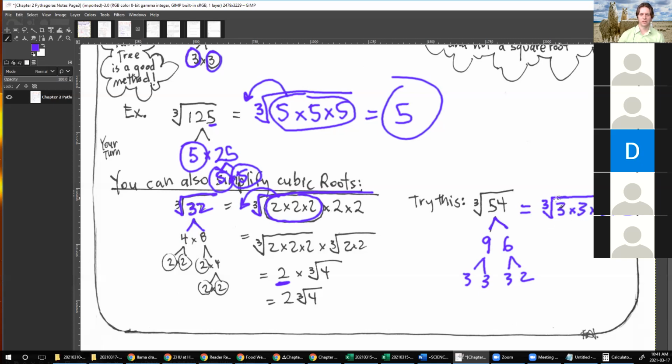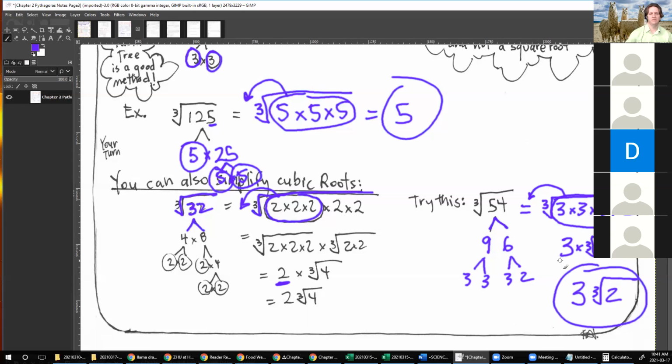I'm going to circle my triplet. And I'll be able to pull that out of the cubic root. It just becomes one of those triplets. But I still can't do anything. I can't simplify the cubic root of 2. So the answer is going to be 3 times the cubic root of 2.